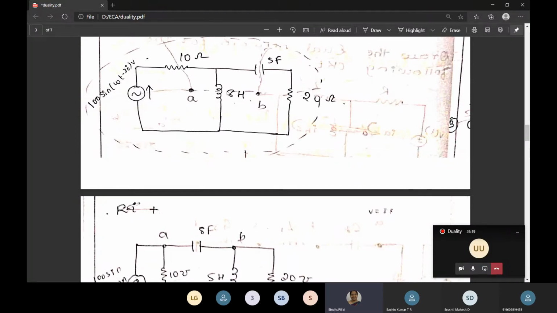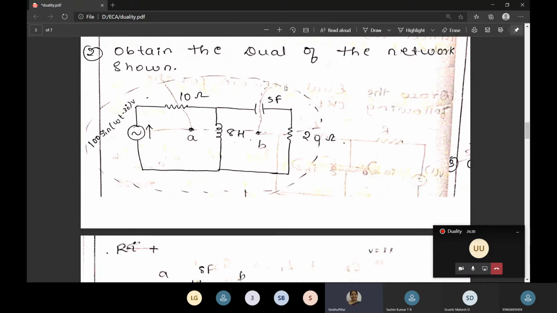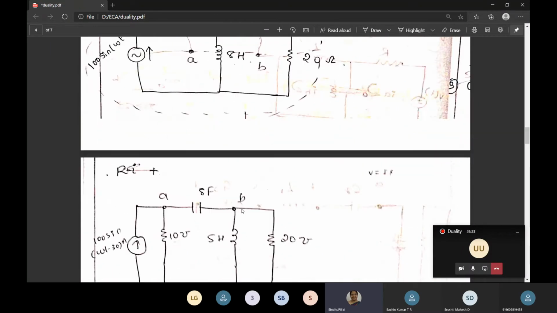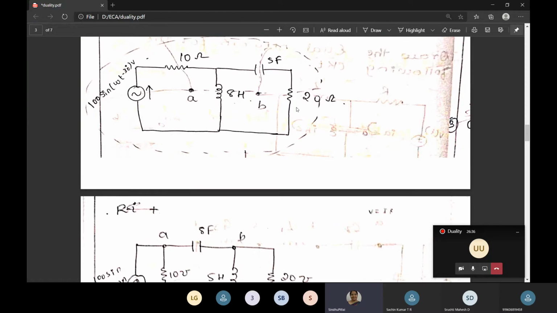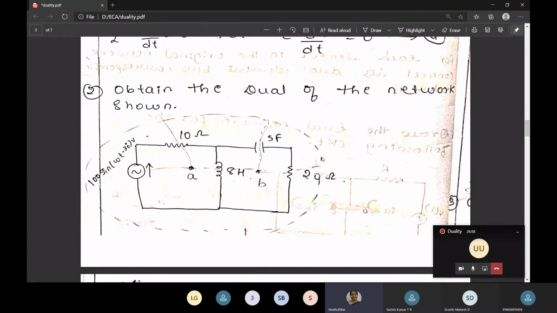Next, between A and B we have inductance, so it will become capacitance. It is 8 Henry, here it will become 8 Farad. That is the way you have to change. From B, we have a capacitance, so from B you have to draw an inductance. Capacitance value is 5 Farad, here we will write 5 Henry. Wherever ohm is there, convert it into conductance, mho. This is the dual of the network. Depending upon the meshes, name each mesh, draw those nodes separately, and draw the elements in between. So this is how to draw the dual of the network.